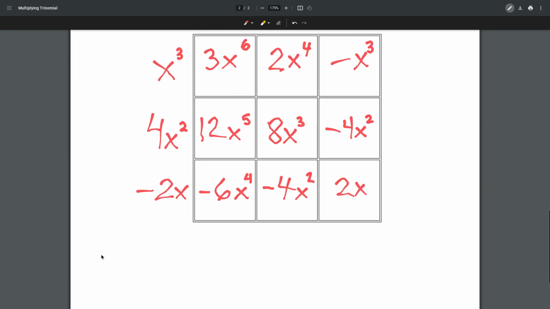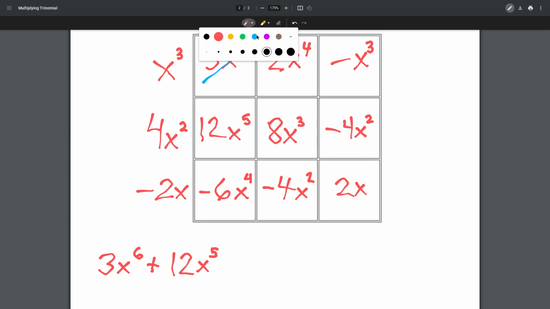So we start with 3x to the 6th. There's nothing like that, so I'm just going to write 3x to the 6th down here. And I'm going to cross off as we go. And then we have 2x to the 4th, but we actually have an x to the 5th here. I have nothing like 12x to the 5th, so I'm just going to bring it down, plus 12x to the 5th. And we cross these off as we go.